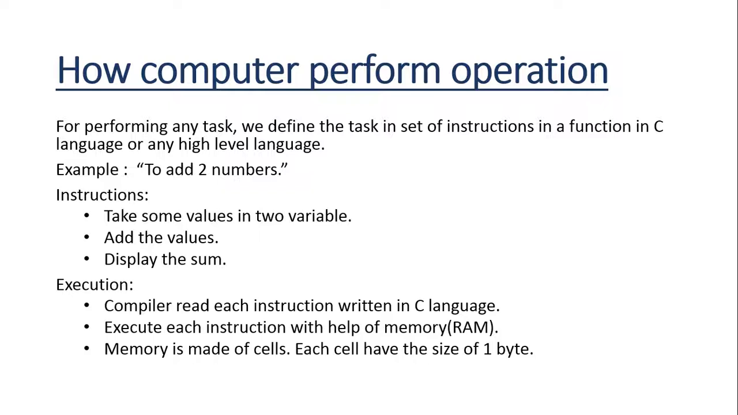When the execution occurs, here the compiler is an actor. The compiler reads those instructions one by one. First it will validate those instructions. If those are valid, then it will convert those into machine language. So the compiler will read each instruction one by one, which is written in C language, and then execute the instruction with the help of memory. Memory is basically, we can say, a number of cells. Each cell is made up of 1 byte. Memory is basically random access memory.